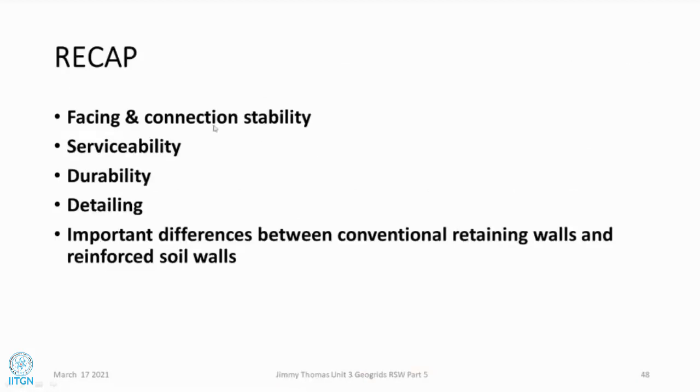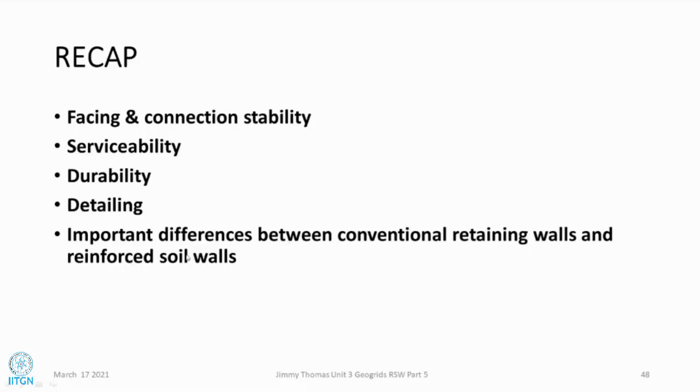So just to recap, we have looked at the facing and connection stability, what the forces are, different types of connection arrangements, then the connection testing, and in the case of frictional connections, how to check for connection strength. Then serviceability, that means settlement and lateral displacement criteria, importance of durability, different components, and importance of detailing we have seen. Of course, while doing an actual design, we have to take care of all these details. And we have seen two important differences between conventional retaining walls and reinforced walls.